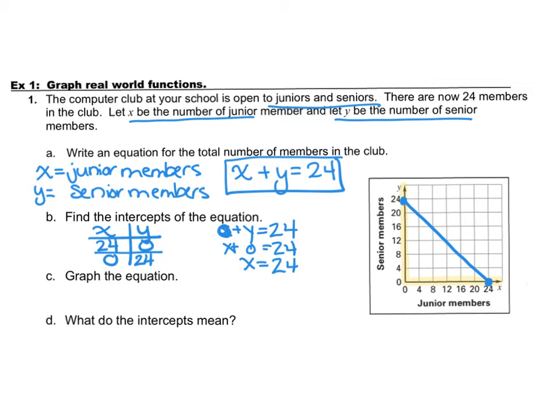So it's asking what the intercepts mean. Well, let's take a look at the x-intercept. What that means is that you have all junior members. You would have 0 senior members, but you'd have 24 junior members. So you'd have all junior members, and then the y-intercept would mean that you'd have all senior members.